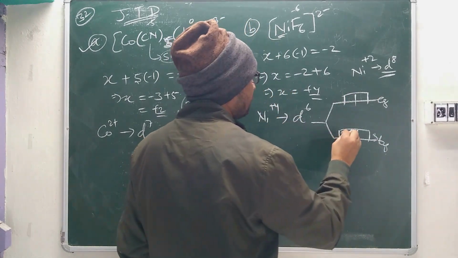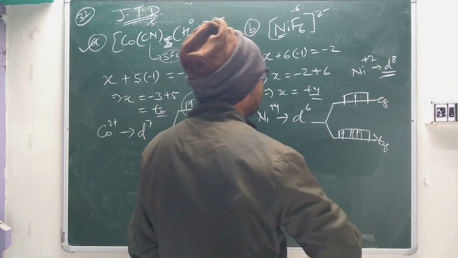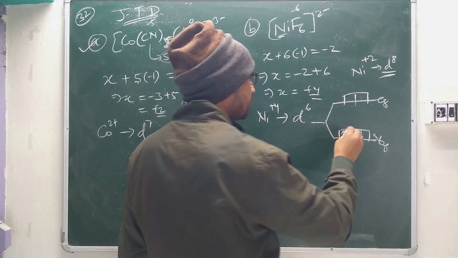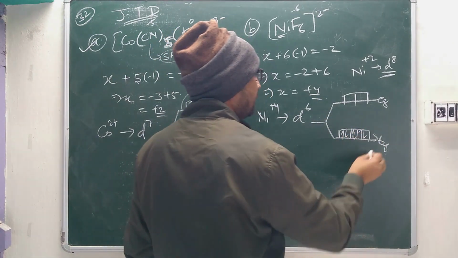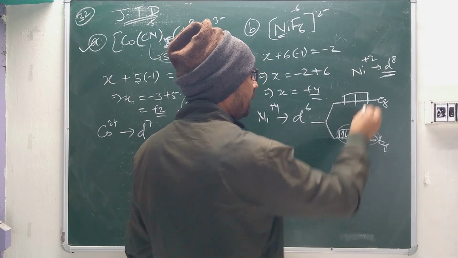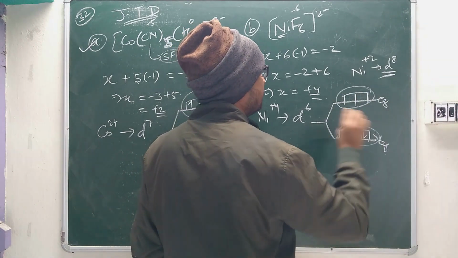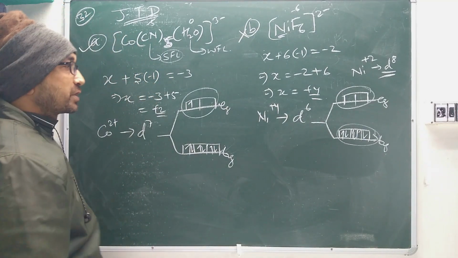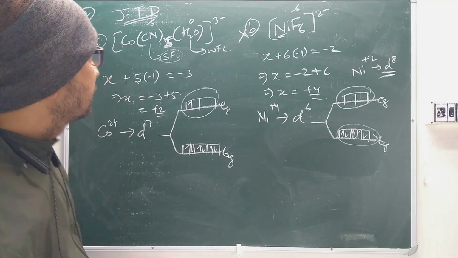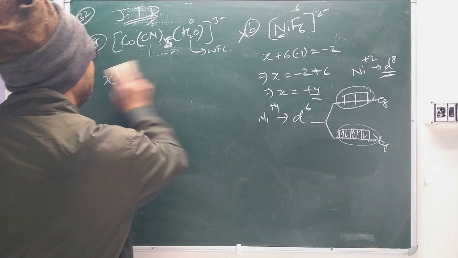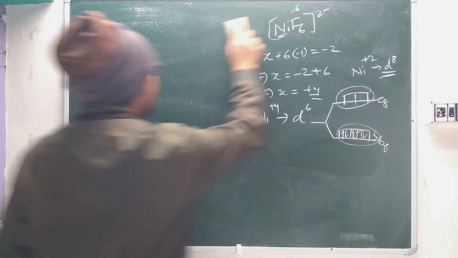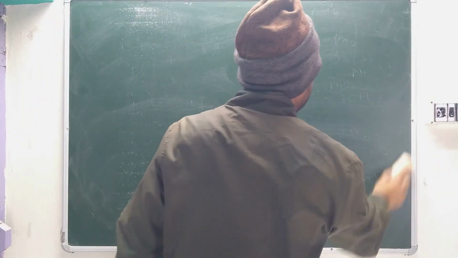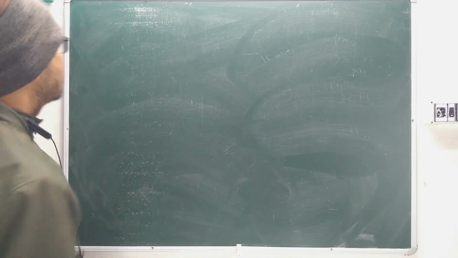So 6 electrons are there. 1, 2, 3. Now pairing up is taking place. So 4, 5, 6. So see, here also symmetry is there. So there is no Jahn-Teller distortion. So this is not having Jahn-Teller distortion, correct? Now A and B is done. So C and D we will see, whether Jahn-Teller distortion is present or absent.